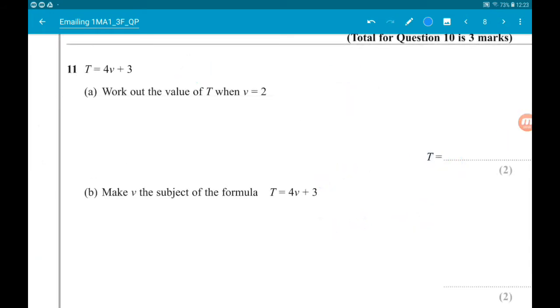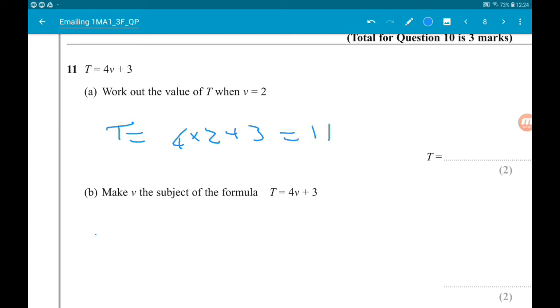Okay, number 11, t is 4v add 3. Work out the value of t when v is 2. Okay, so we're just going to get t is 4 times 2 add 3, which is 8 add 3, which is 11.